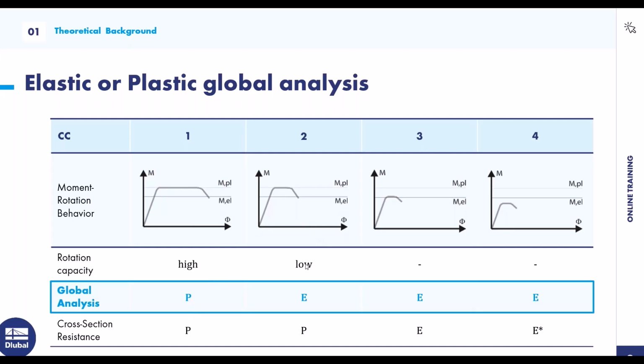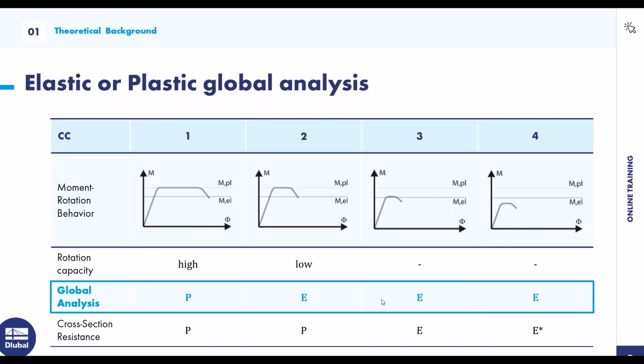Cross-section class 2, where there is a low rotation capacity, allows an elastic structure calculation. And as with cross-section class 1, the cross-sectional resistance can also be applied plastically. The first and the second cross-section class are where you can consider a plastic cross-section resistance. Then cross-section classes 3 and 4 allow an elastic structure analysis, and the cross-sectional resistance can only be applied elastically. For cross-section class 4, only a reduced cross-section resistance, the effective cross-section.